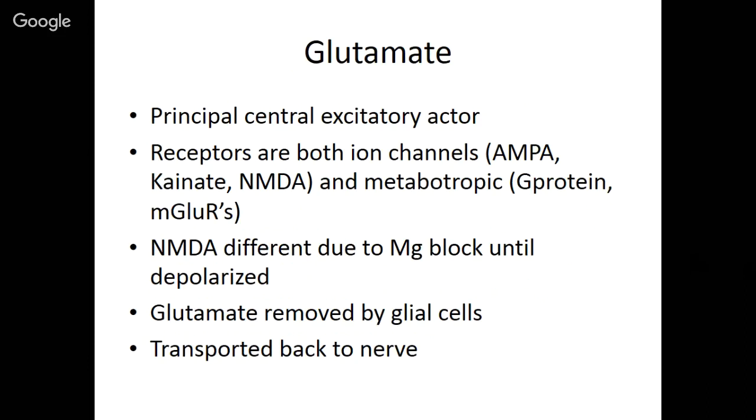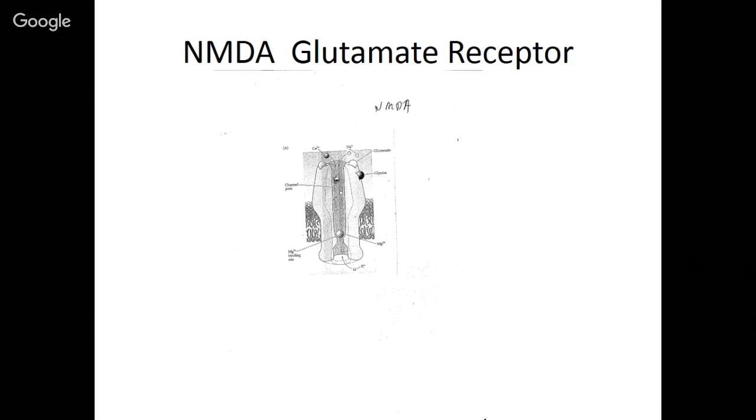Glutamate, as we saw on the slide before, is removed by the glial cells and recycled, and it's transported back to the nerve. So NMDA usually is a sodium channel, or? I think it's a calcium channel. Here's the NMDA, and I don't think I can blow this up. But let's see, there's calcium right there. Sodium, both. We've got both. Okay, sodium and calcium.